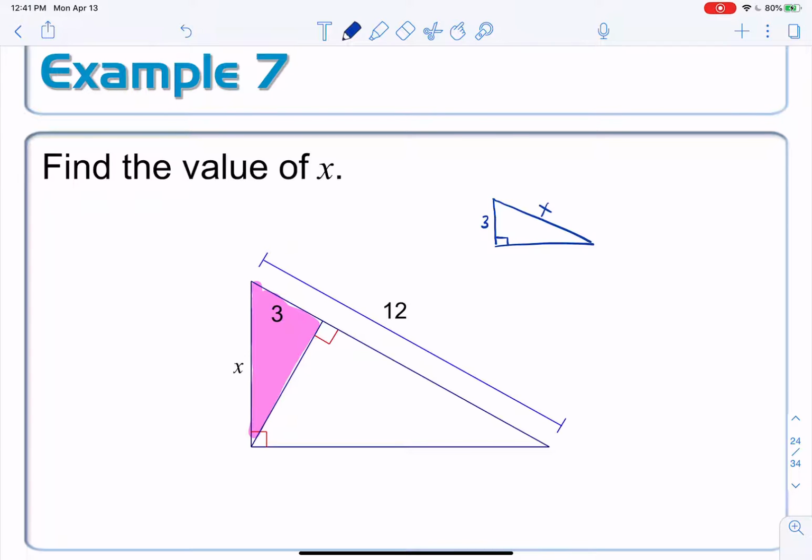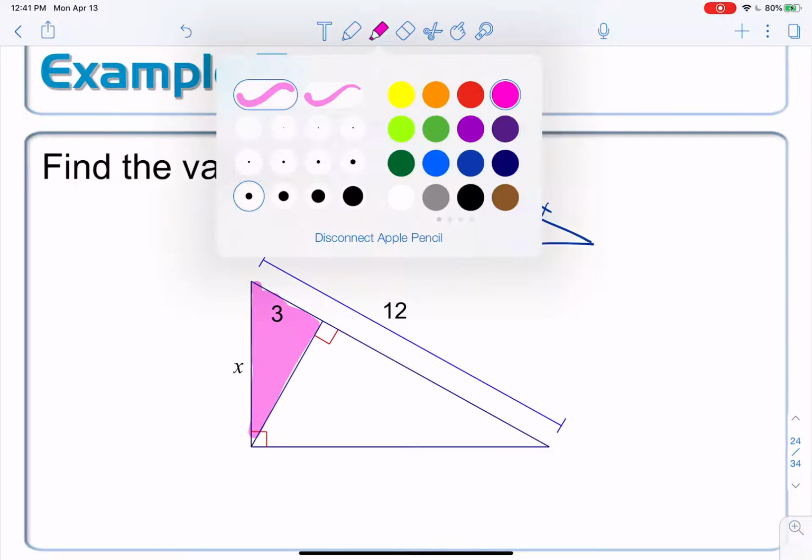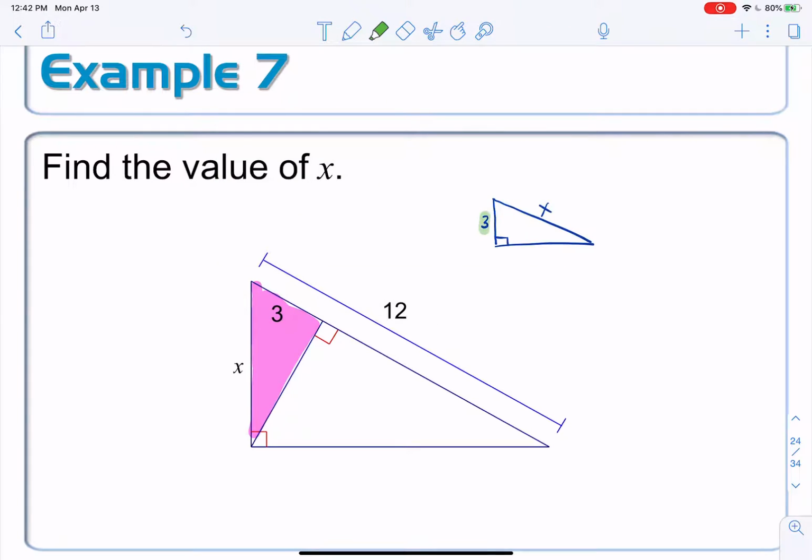So I'm going to start with, let's change colors here, 3 over x is equal to x over 12. Hey, do you recognize this kind of proportion? 3 over x is equal to x over 12. That looks pretty much like the definition of a geometric mean.